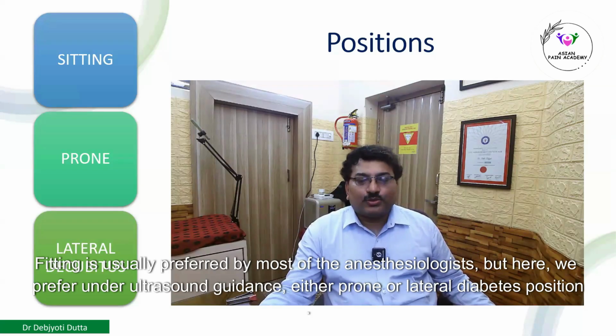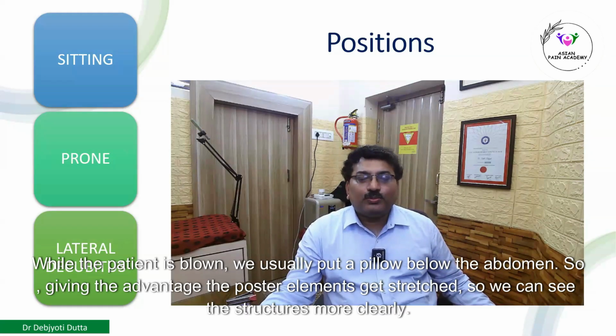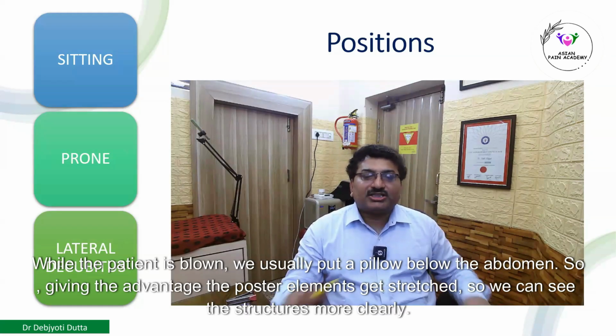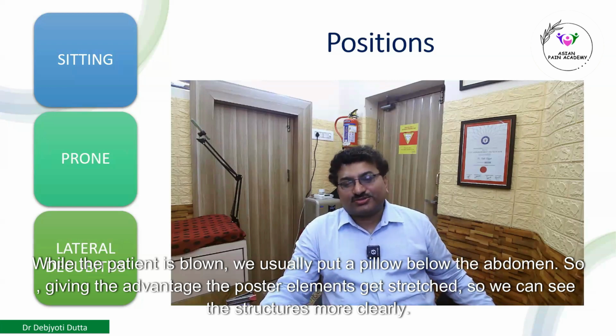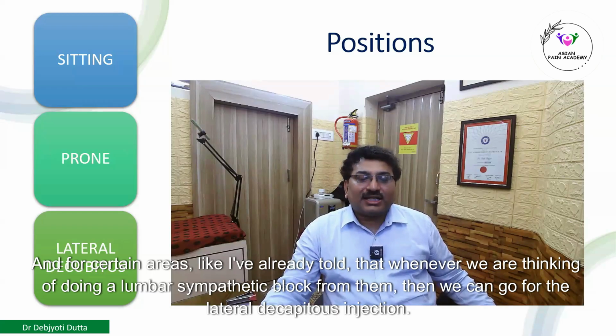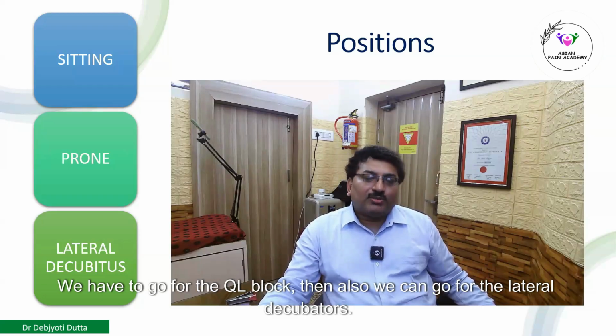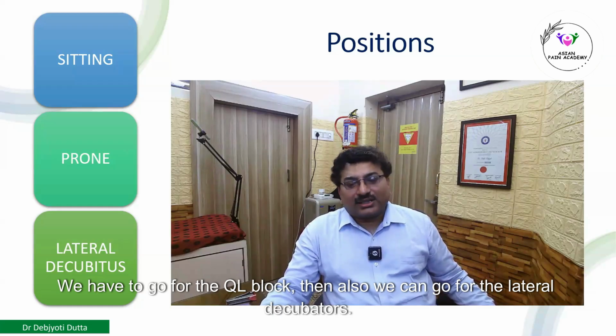While the patient is prone, we usually put a pillow below the abdomen. This has the advantage that the posterior elements get stretched, so we can see the structures more clearly. And for certain areas, like I have already told, whenever we are thinking of doing a lumbar sympathetic block, then we can go for the lateral decubitus position. If we have to go for the QL block, then also we can go for the lateral decubitus position.